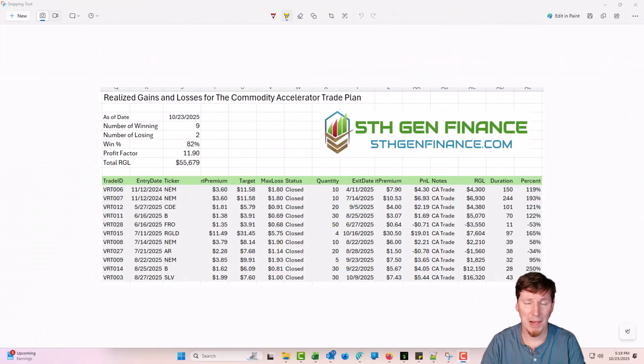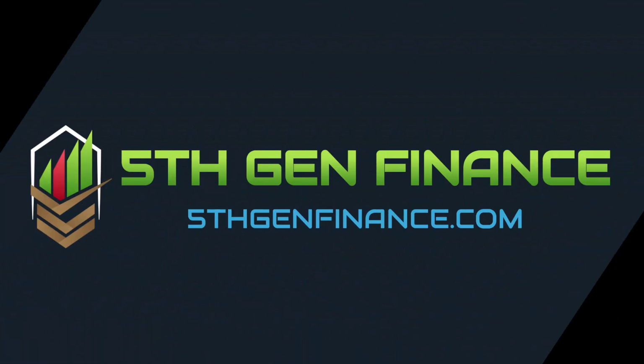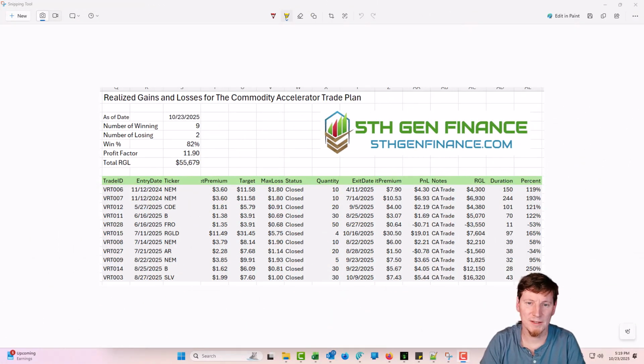Trade plan made a lot of money. It made a lot of money. This last year, I did have a subscription offering and for a small fee, and I put out alerts for what I call the Commodity Accelerator trade plan. In front of you is my results, dollar for dollar of the closed trades that I took relative to the alerts that were sent out.